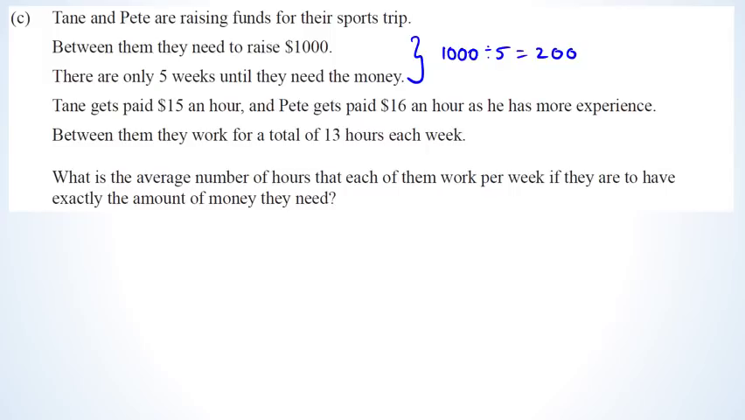The second thing is coming up with the equations. Now Tane gets paid $15 an hour. So let's say T is the number of hours Tane worked.